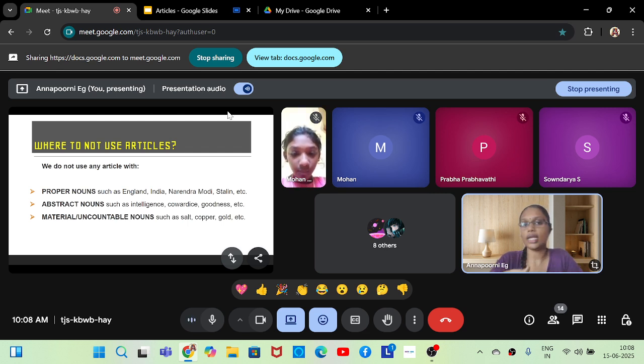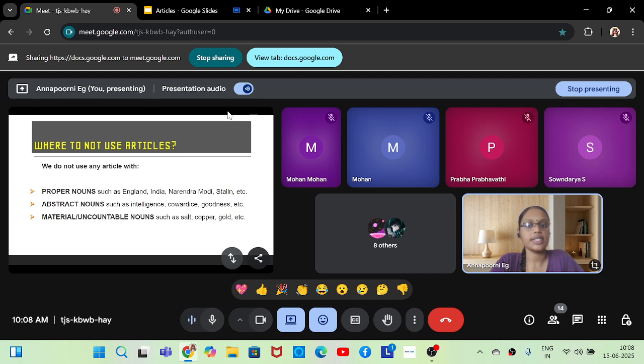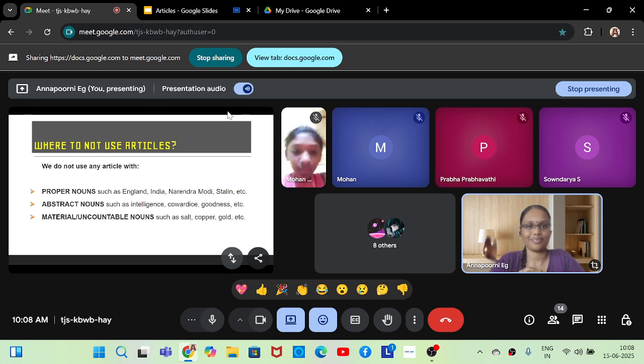Abstract nouns are basically qualities or emotions that human beings have. The different qualities and emotions we have all come under abstract nouns. So abstract nouns are like intelligence, cowardice, goodness, etc. Intelligence is a quality. Goodness is a quality. These are two positive qualities. Whereas cowardice is not a positive quality, it is a negative quality. What is meant by cowardice? Any guesses? Actually, the word cowardice comes from the adjective coward.